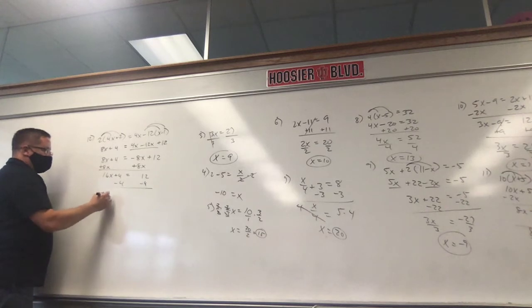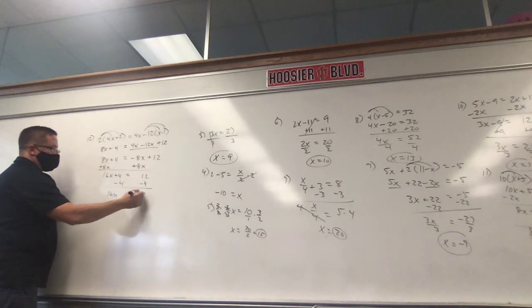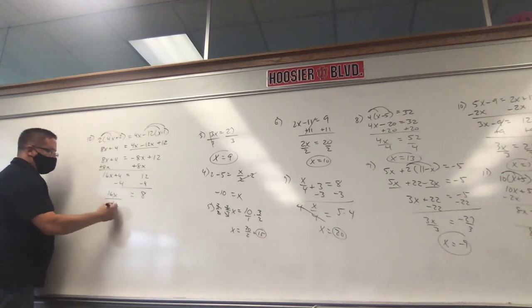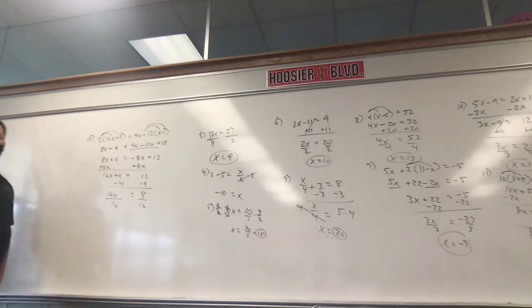Oh, I lied. We do that. 12 minus 4 is 8. Be careful here. Some students say, oh, that's negative 2. 8 divided by 16 is 2. No, it's not. 16 divided by 8 is 2. 8 over 16, that simplifies.